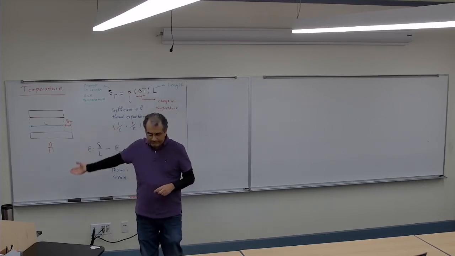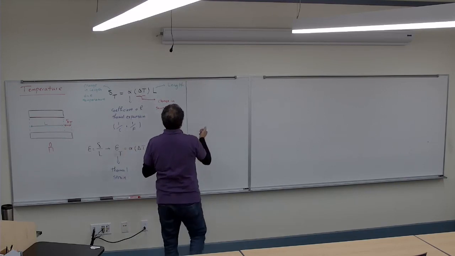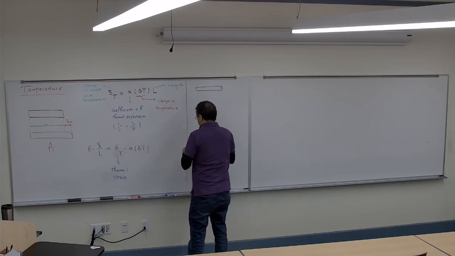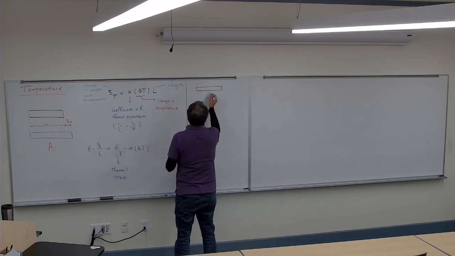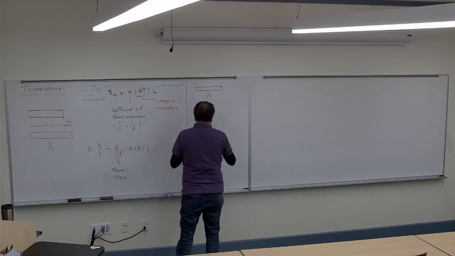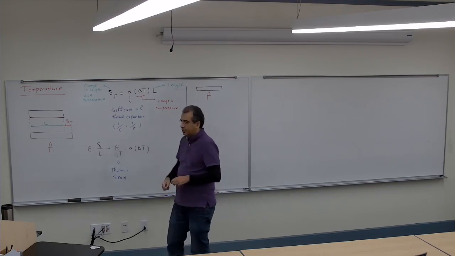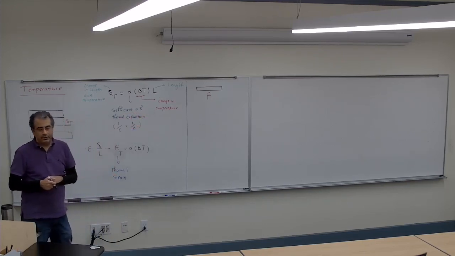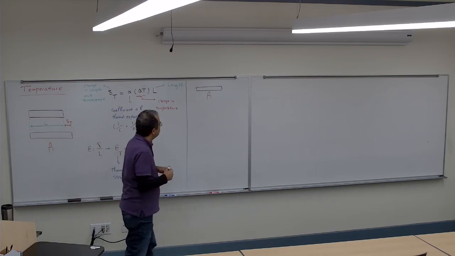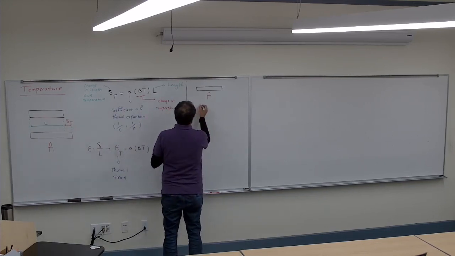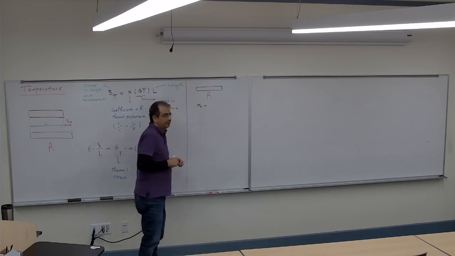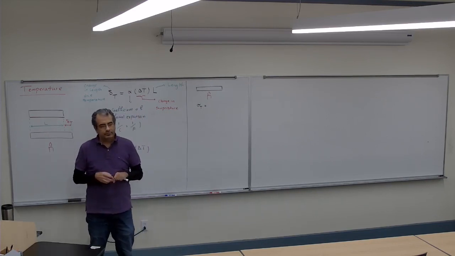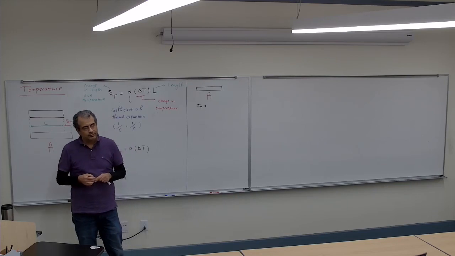So, if I have a case like that, I have a member that's not restrained in any way and has changed temperature, either getting hotter or colder. So in this case, how much is this sigma? The sigma due to temperature. Just be zero.